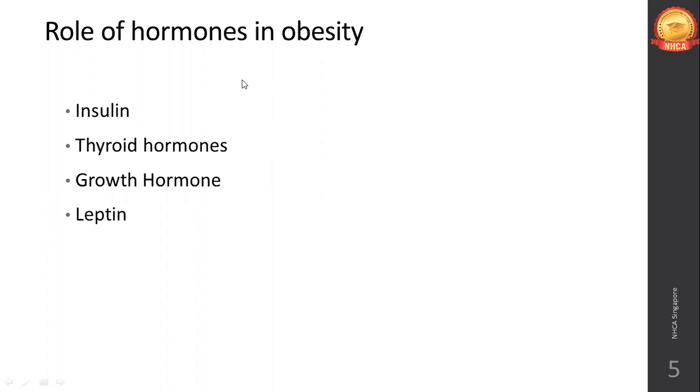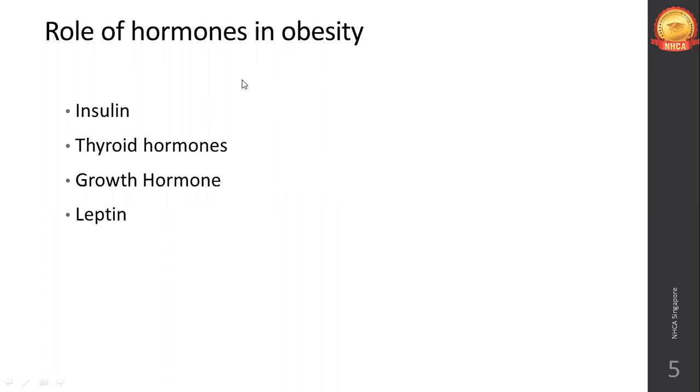Yes, body cells are resistant to insulin. What is the role of insulin? To bring down your blood glucose level. But what if the cells are not responding to insulin? The blood glucose level will not come down. So the pancreas will try to secrete more and more insulin, trying to reach a threshold where the cells will start responding. In that phase, your pancreas is secreting more and more insulin.